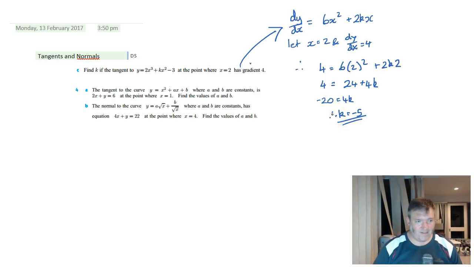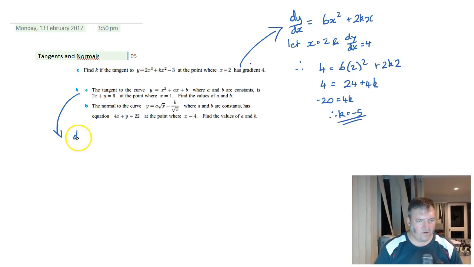Not so bad. Let's have a look at question 4, part A. The tangent to the curve y equals x squared plus ax plus b, where a and b are constants, is 2x plus y equals 6 at the point where x equals 1. Find the values of a and b. This one's just slightly nastier. First thing we know is at x equals 1, this is going to be true. And we know that this is the equation of the tangent.